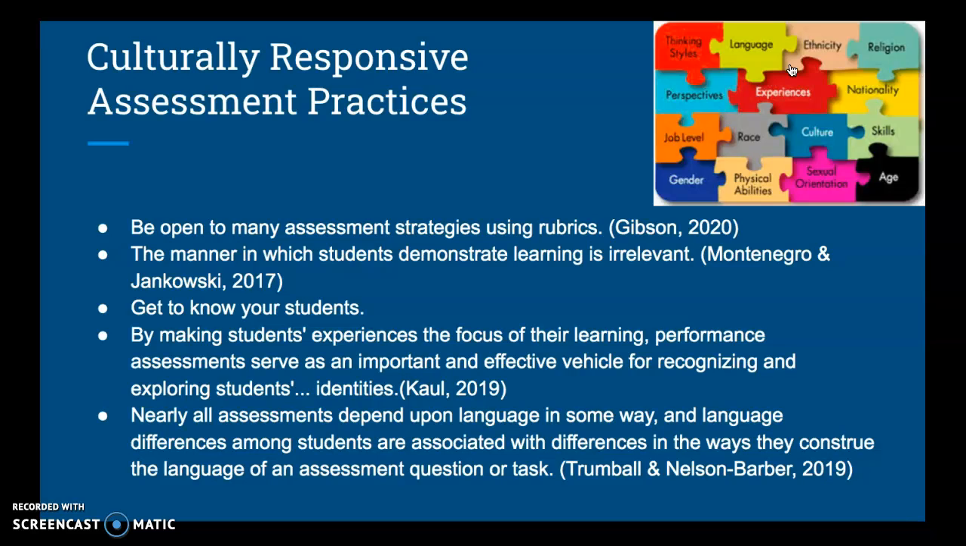in front of the class and show their art. So just letting the students show how they learned the learning objective, the standard, in many different ways. The manner in which a student demonstrates learning is irrelevant.